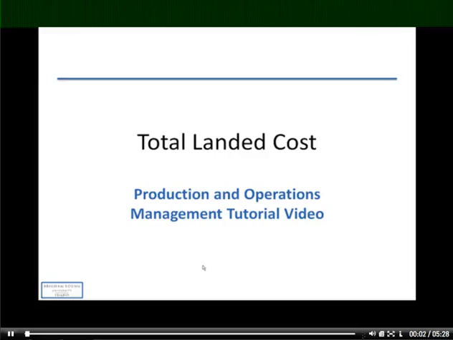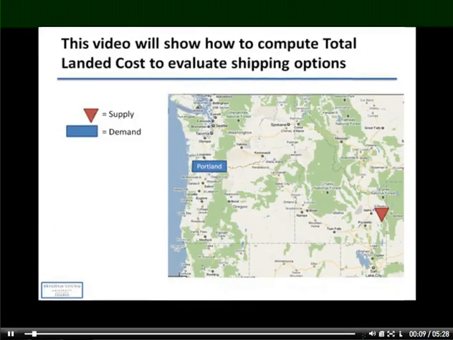Welcome to this production and operations management tutorial video on total landed cost. In this video, we're going to show you how to compute the total landed cost, and we're going to use this information to help us evaluate two different shipping methods or two different shipping options.